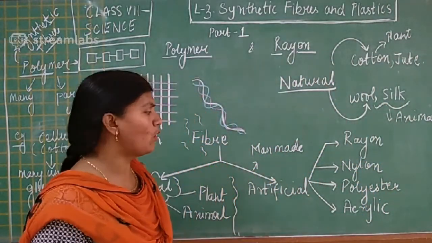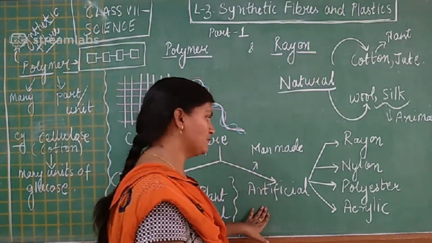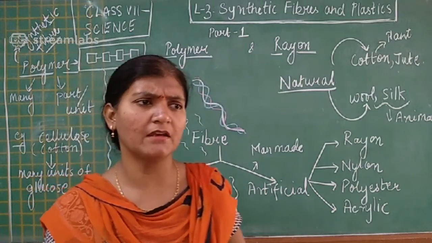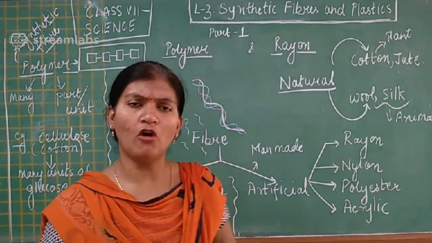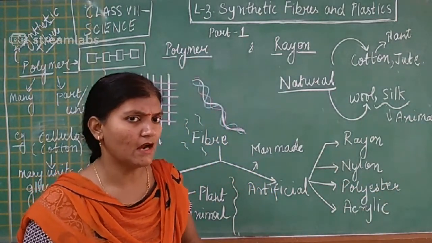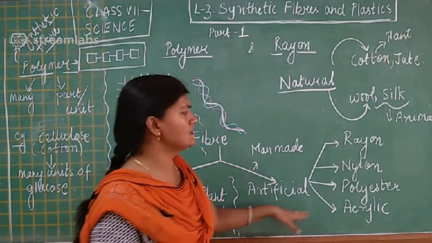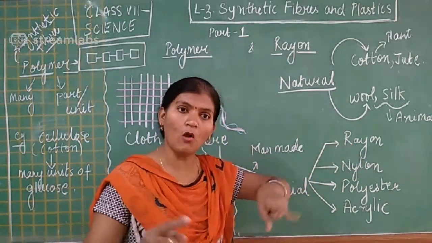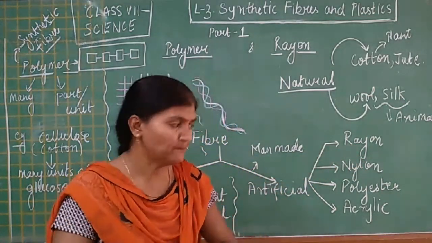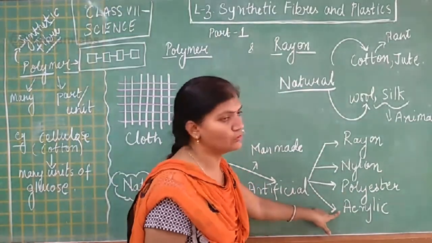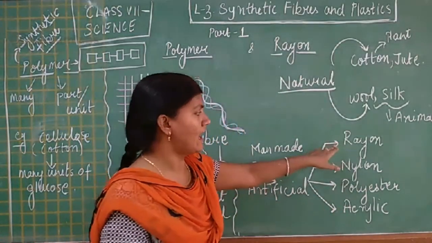Okay, students. So this artificial fiber, there are many types. We have many varieties of artificial fibers in the market, but only a few of them are discussed in your NCERT, and you should have knowledge of these fibers. One is rayon, and rayon we are going to study today. The next one is nylon, third is polyester, and fourth one is acrylic.